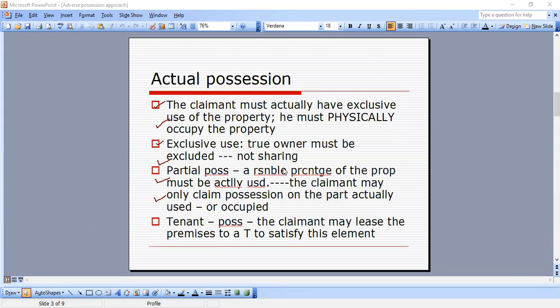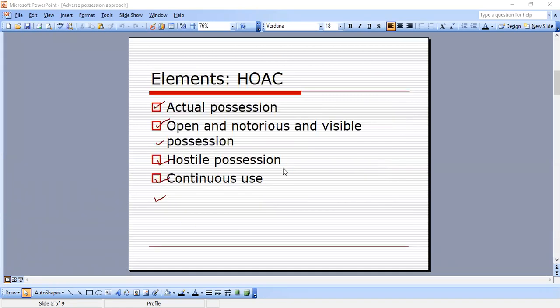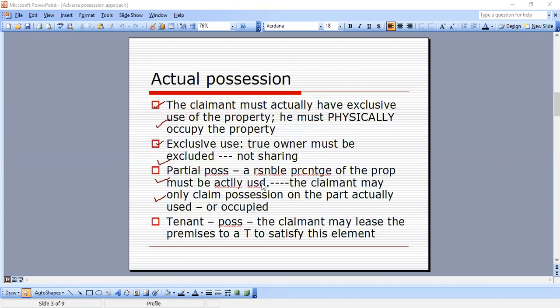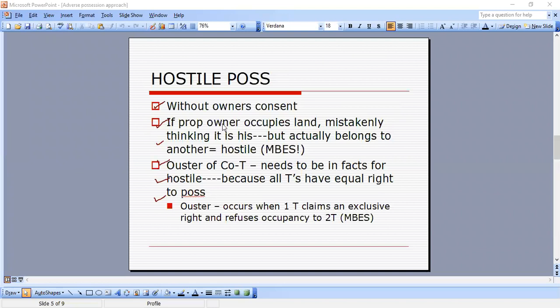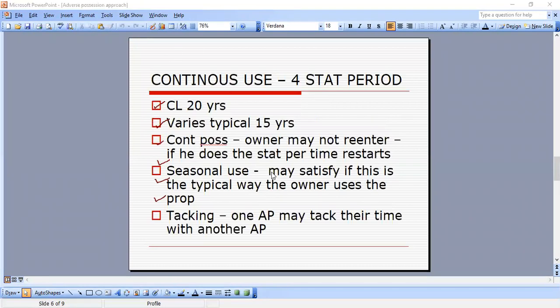So let's go all the way back to our first one here. We start with our rule, our elements, HOAC. We go to actual possession, argue those facts, use those facts. We go to open and notorious. Was it visible? Was the owner on notice? Is the property the way the owner owns it? Hostile? Was it done without the owner's consent? The ouster of a co-tenant, remember, he has to say no. You're not allowed. He refuses him to come on the property, not just that the second tenant doesn't want to come on the property. In order for it to be hostile, you must refuse it to him.